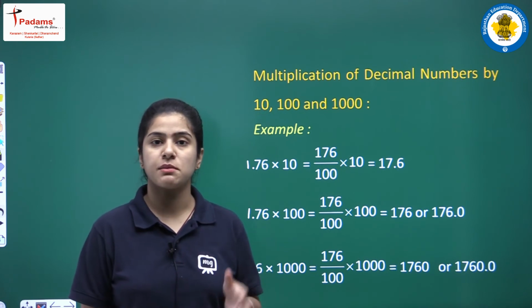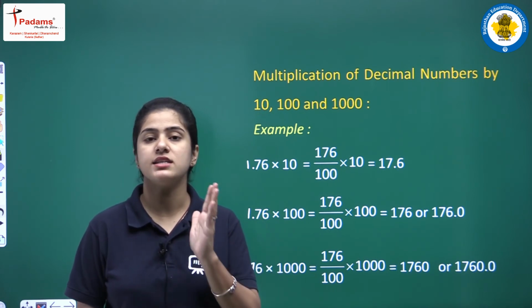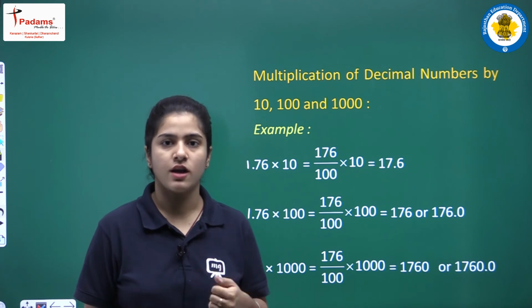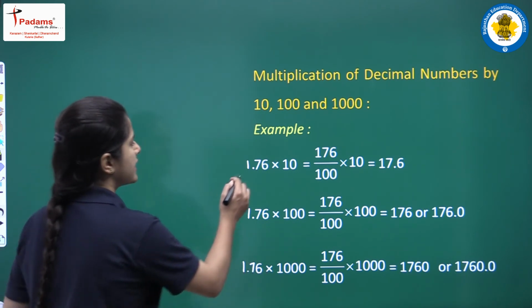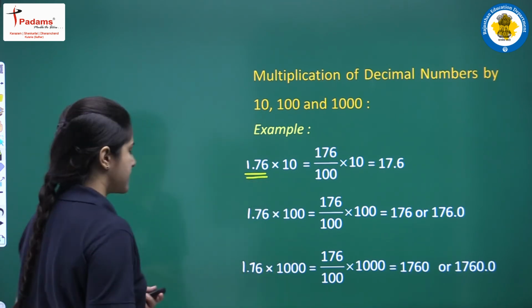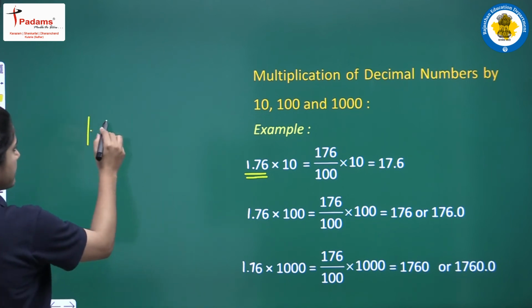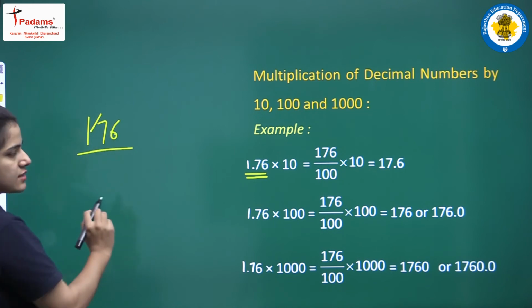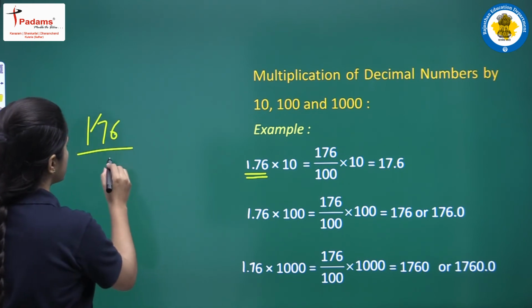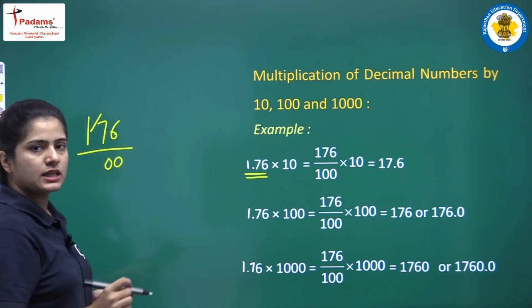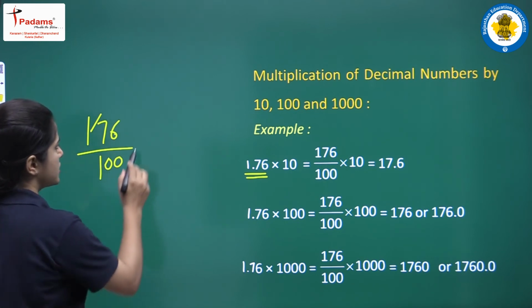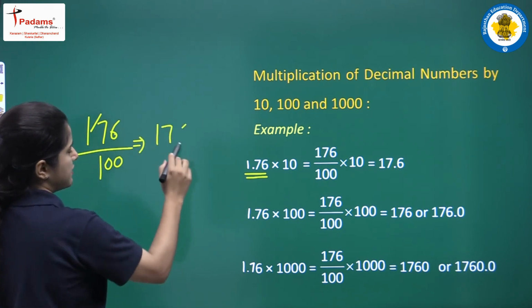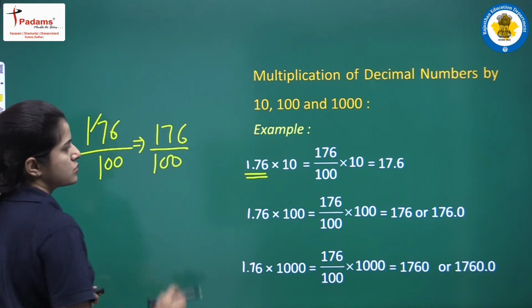How can you multiply various decimal numbers by 10, 100 and 1000? For example, students, we are taking the case of 1.76. In this case, after removing the decimals, we have two digits after the decimal, so 2 zeros will come in the denominator and 1 before it. So its value will turn out to be 176 upon 100.